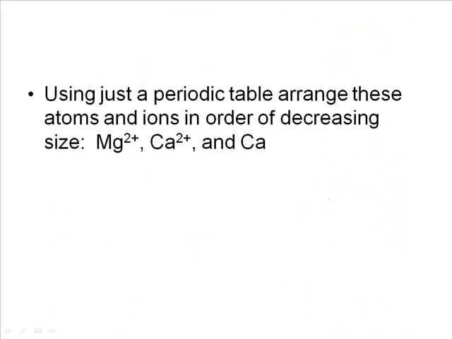And again, the important part is being able to explain how and why. So using just the periodic table, arrange these atoms and ions in order of decreasing size, starting with the biggest to the smallest. So we've got magnesium, and if you're not sure, write out the protons and the electrons.